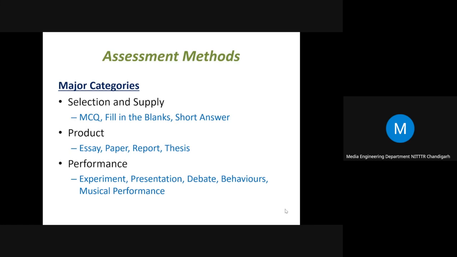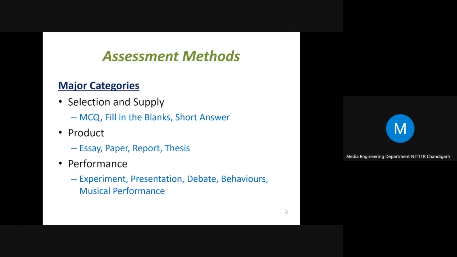Then there is another type of assessment, where we ask the students to develop a product. That product can be a model, a report, a paper, or we can ask the student to write an essay. So a product means that after attempting that activity, the student submits the result of that activity. It may be in the form of a physical model or some kind of report or thesis.